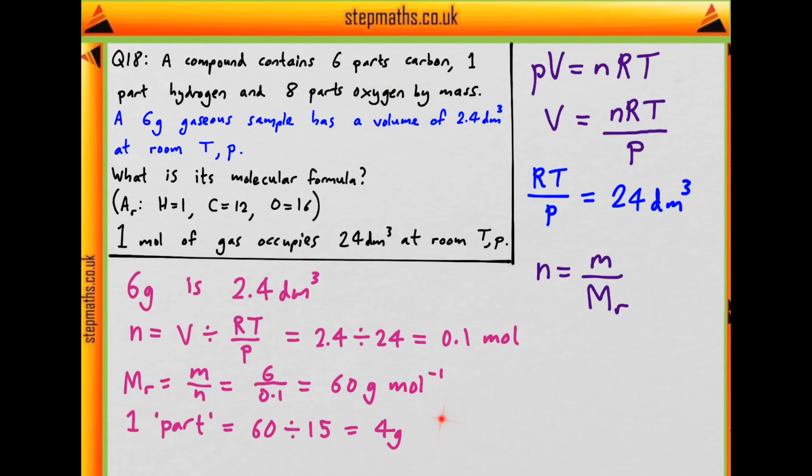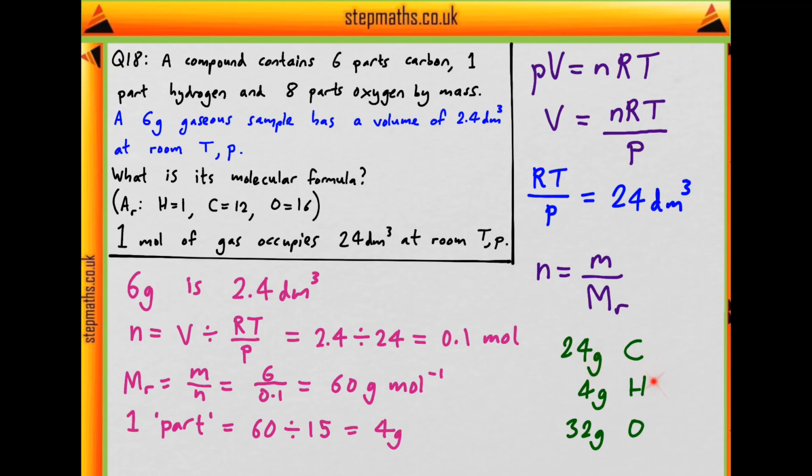So for carbon, we have 6 parts, they're each 4 grams, so that's 24 grams of carbon. Hydrogen, there's just 1, so that's 4 grams. And oxygen, we have 8, so that's 32 grams. So we have the mass of each element inside 1 mole. So what would help to work out now? If we knew the number of moles, then we'd be able to work out the molecular formula.